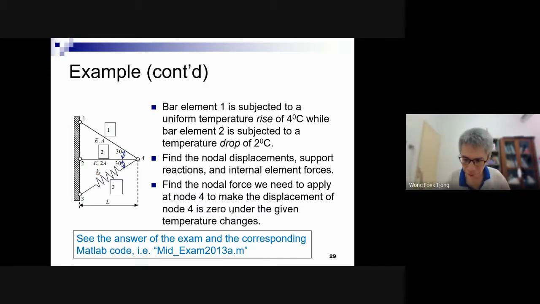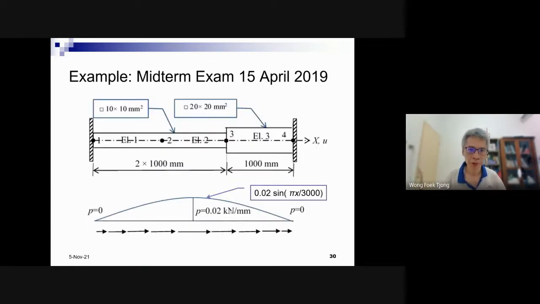Okay, let's take a look at another example that I took from a mid-semester exam as well, a newer mid-semester exam. On 15 April 2009, the problem goes like this.